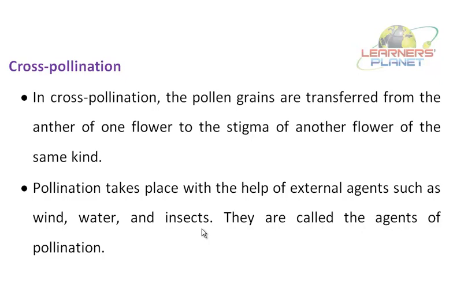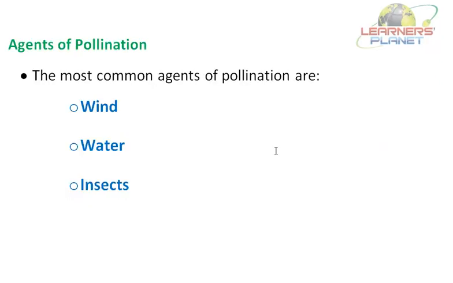Right? So our next interesting topic is agents of pollination. So let us study about it. Here, students, agents of pollination. Students, as we studied, pollination is the process through which the female parts of a plant are fertilized by male parts of another plant.